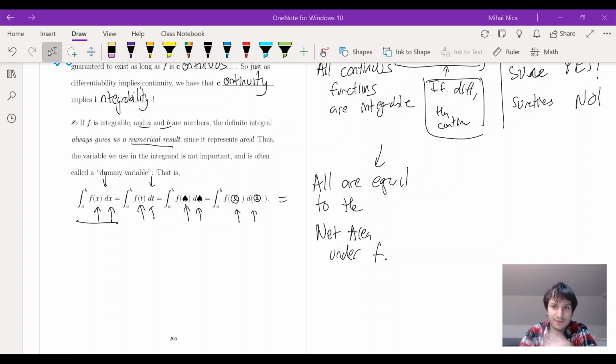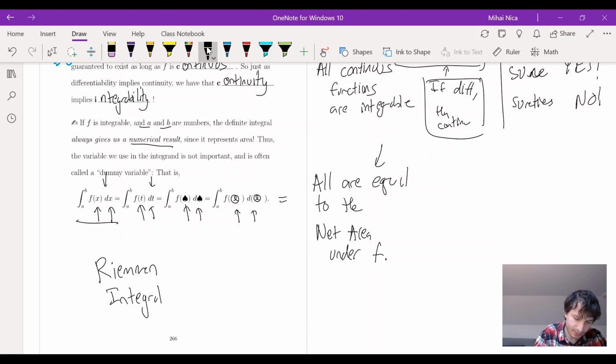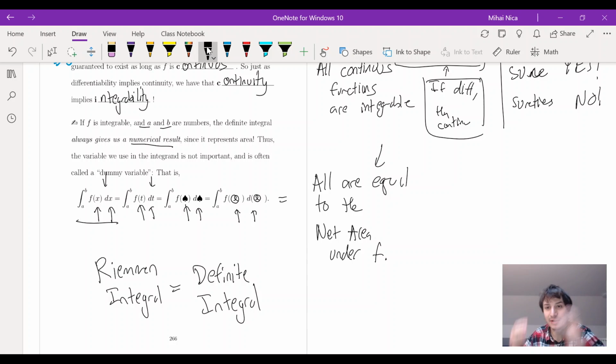Okay, so where we left off in class last time is we defined this thing called the definite integral or the Riemann integral, which is also sometimes called the definite integral. That's what we defined last time in class, and it had something to do with areas. If the function is positive, it really is the area under the graph. But if the function is positive and negative, we called it the net area.